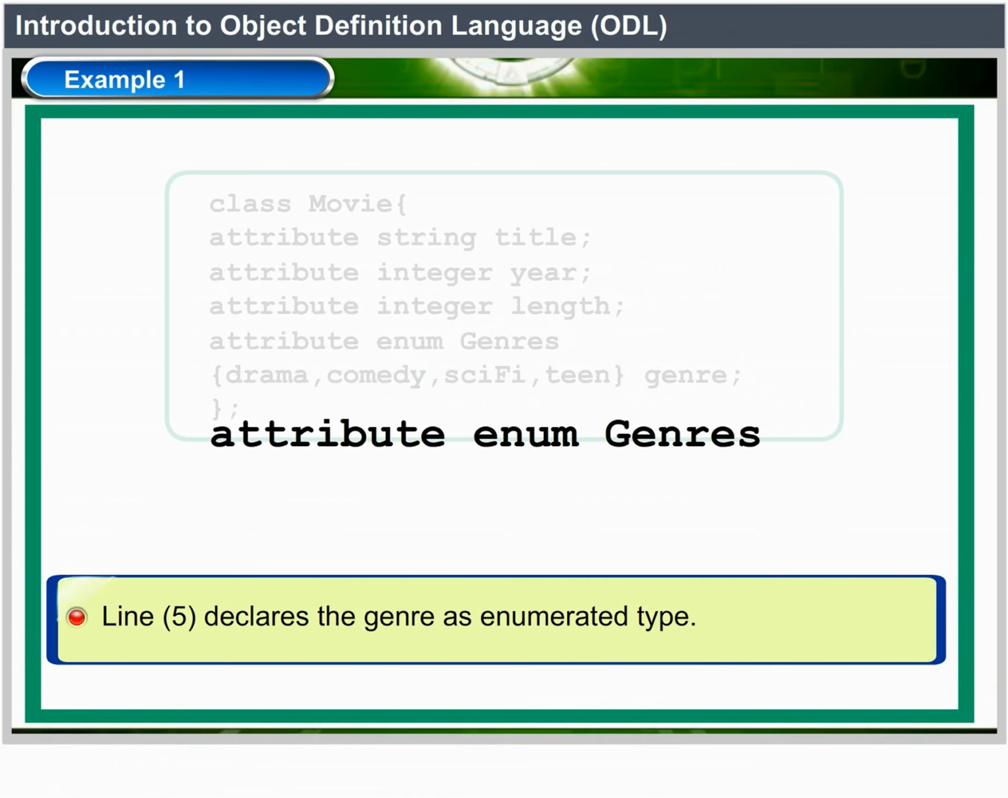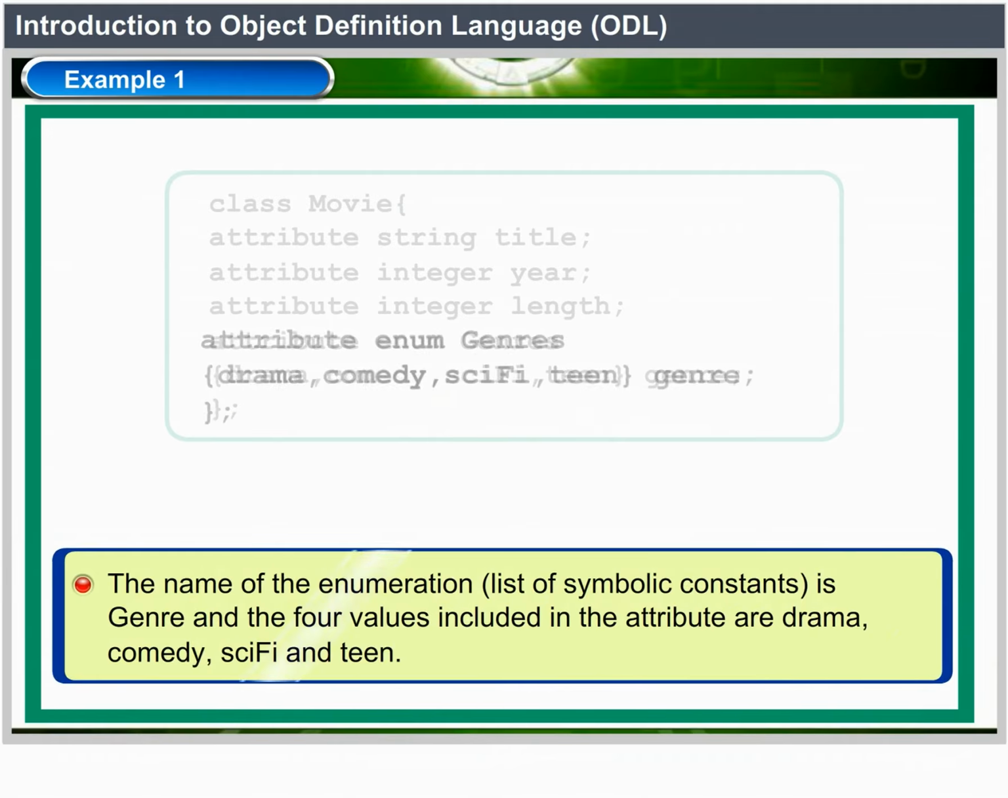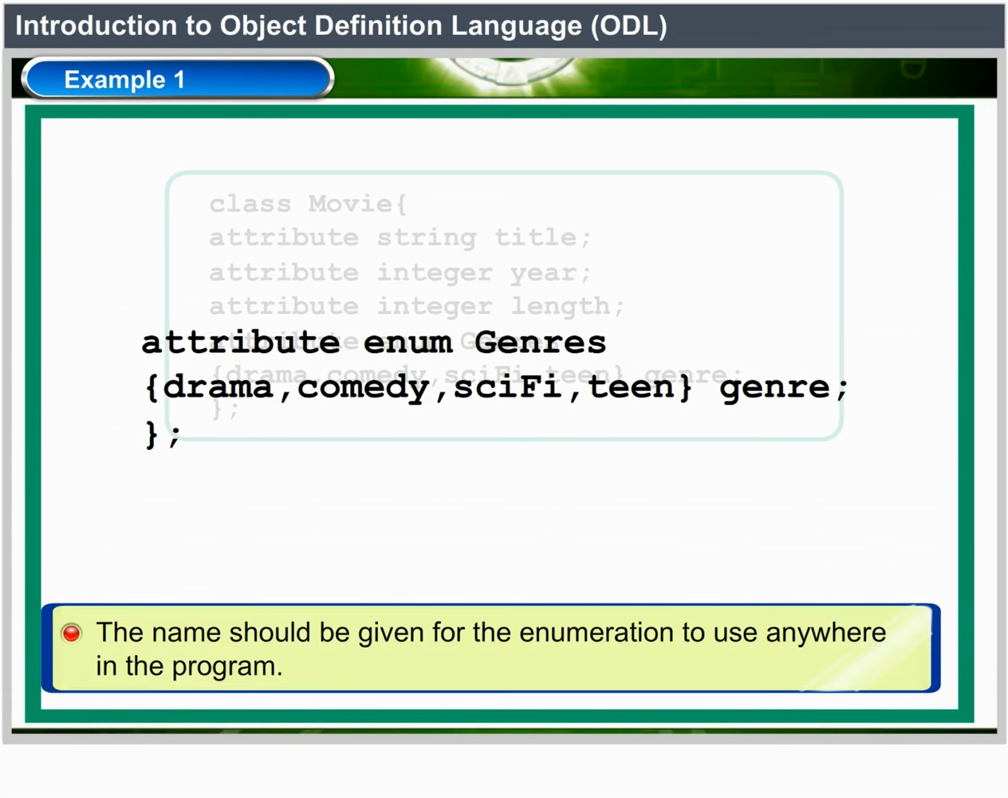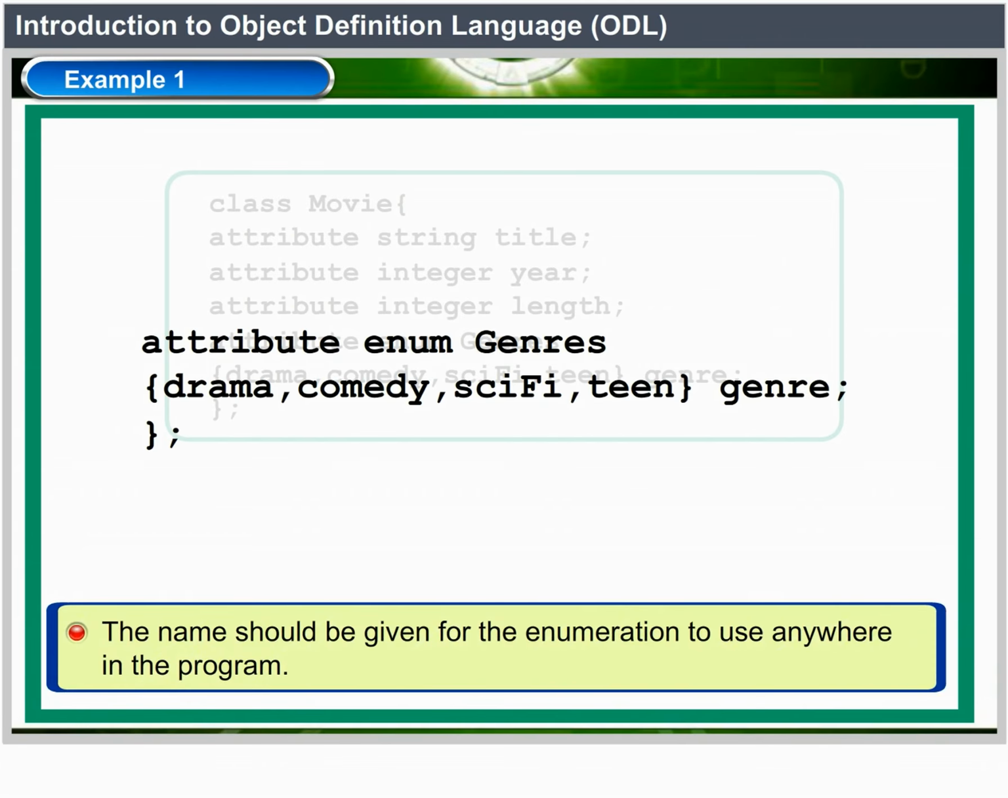Line 5 declares attribute genre to be of enumerated type. The name of the enumeration list of symbolic constants is genres, and the 4 values the attribute genre is allowed to take are drama, comedy, sci-fi and teen. An enumeration must have a name which can be used to refer to the same type anywhere.